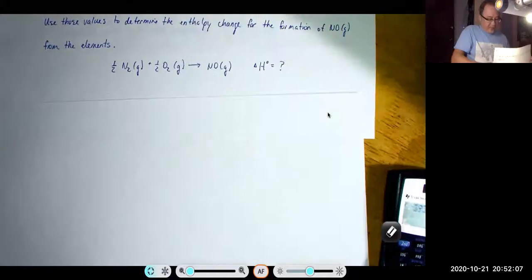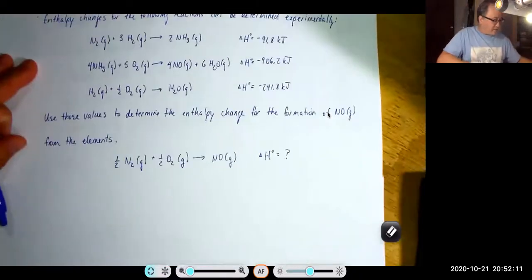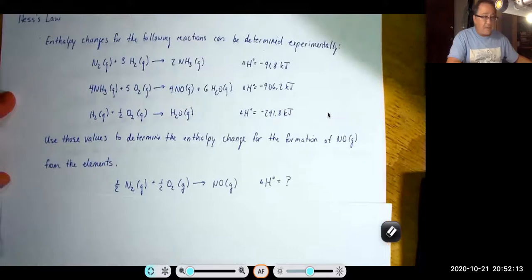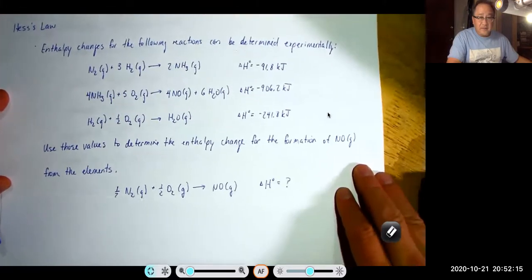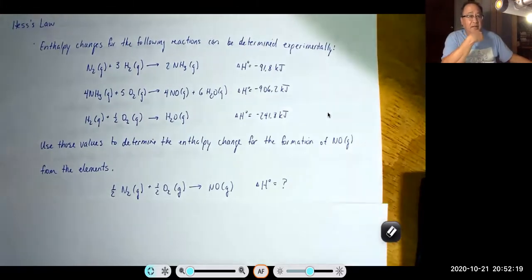Put that off to the side. And here we have another Hess's law problem. Let's take a look at it. Enthalpy changes for the following reactions can be determined experimentally. So we can do these in a lab.